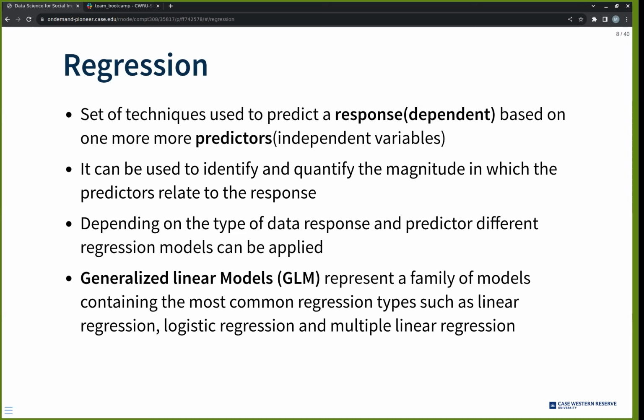Different regression models can be used depending on your response and your data. And then there are GLMs. GLMs are generalized linear models, and they represent a family of models. They contain the basic regression models like linear regression, logistic regression, and multiple linear regression, but they are generalized.